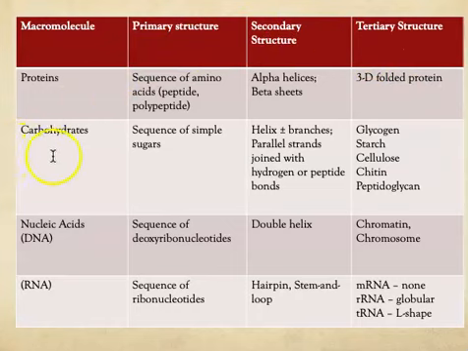I have similar information in this table for carbohydrates, for nucleic acids, including DNA and RNA. Notice that for all of the macromolecules listed here, the primary structure is simply a chain of something. A chain of amino acids in proteins, a chain of simple sugars or monosaccharides in carbohydrates, a chain of nucleotides in DNA, a chain of nucleotides in RNA.